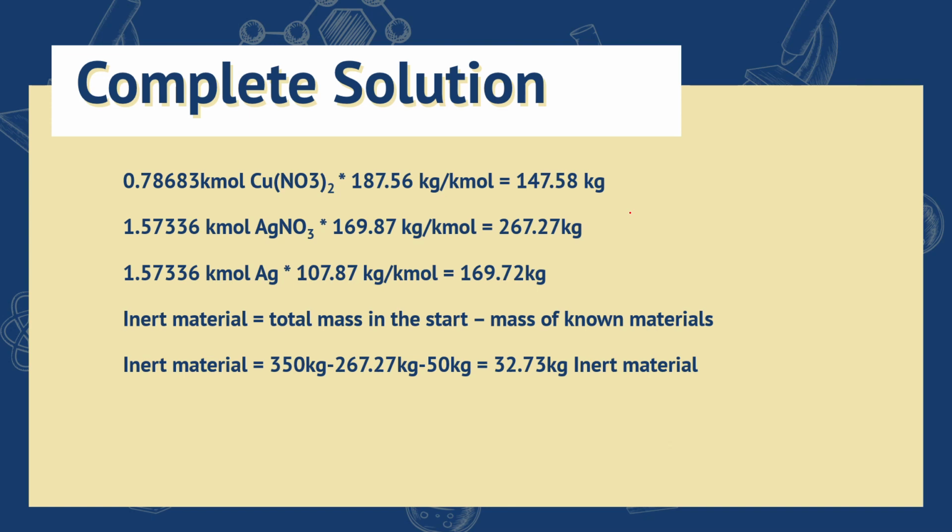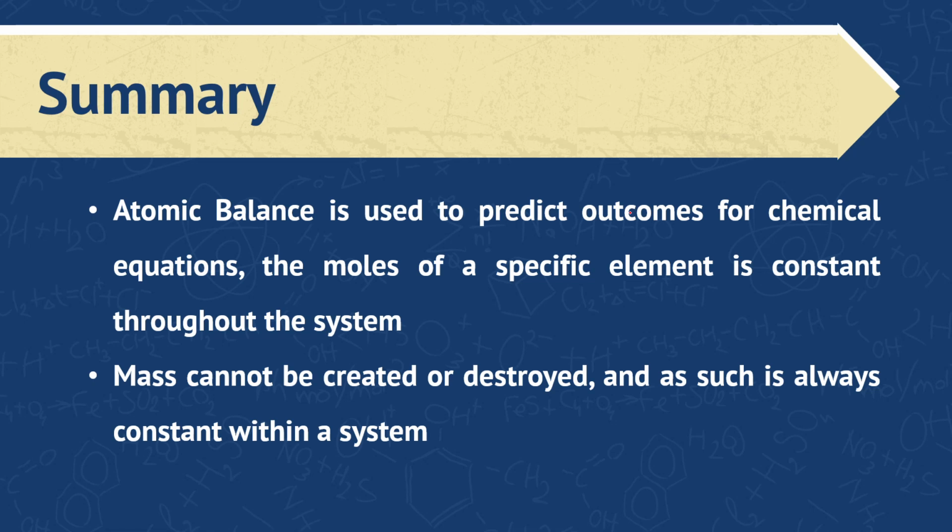And as a way to wrap up our discussion today, we will now talk about our summary. Atomic balance is used to predict outcomes for chemical equations. The mass of a specific element is constant throughout the system, as well as mass cannot be created or destroyed, and as such is always constant within the system.